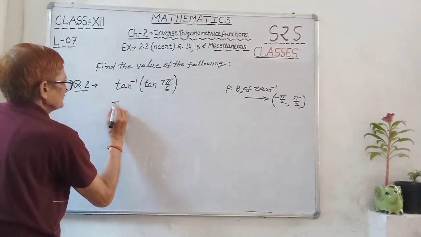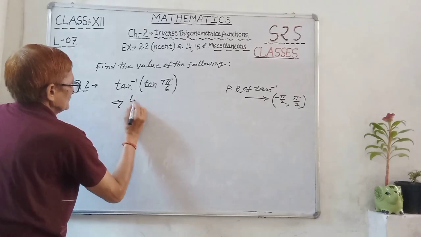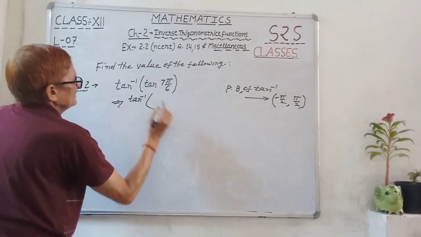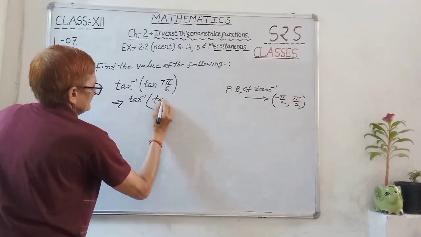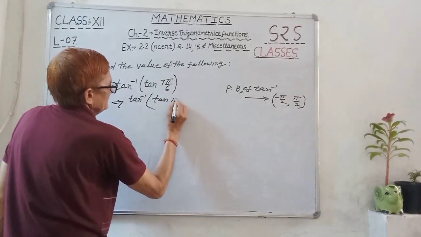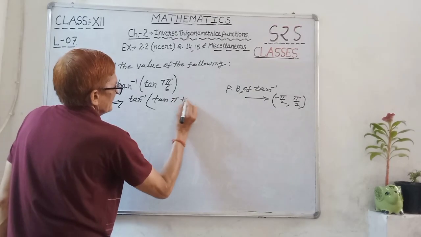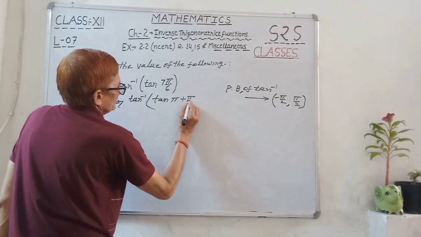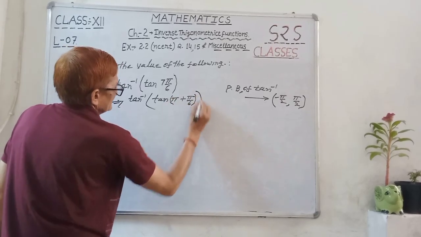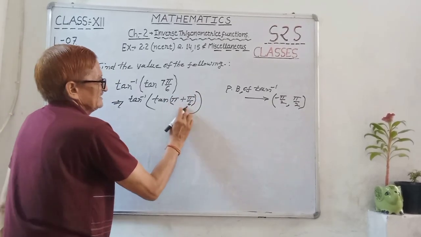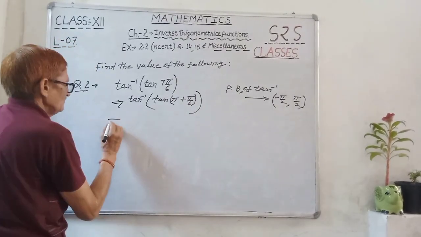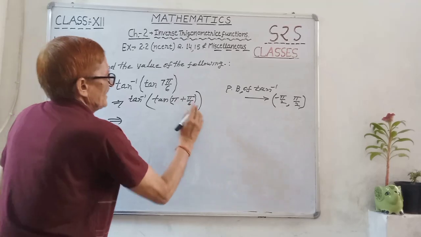So it means we should simplify it. Tan inverse of tan 7 pi by 6. We can split this as pi plus pi by 6. If we simplify this by taking the LCM, denominator 6, then 6 pi plus pi is 7 pi by 6. Now, tan of pi plus theta.